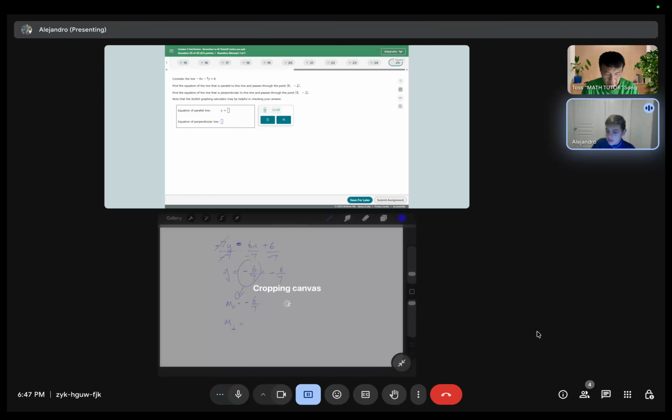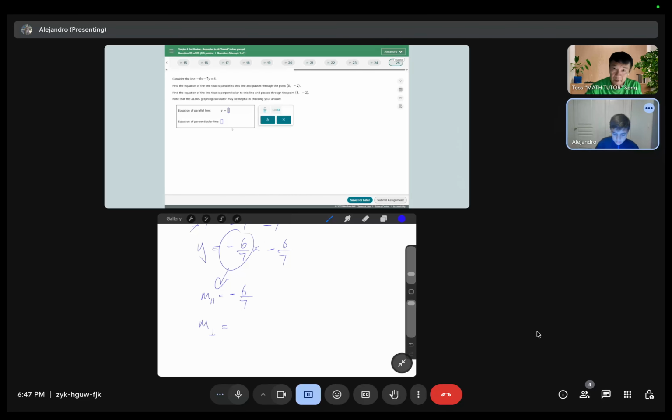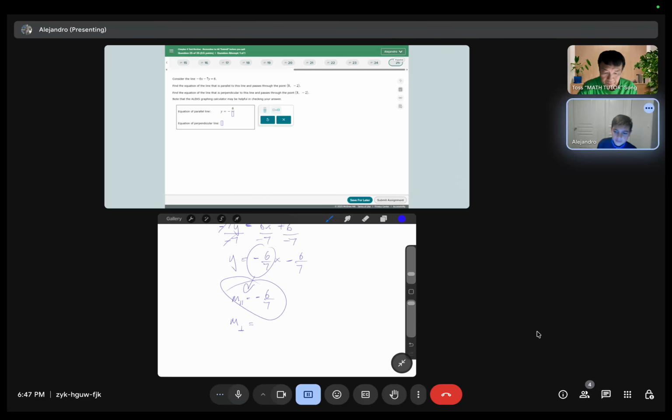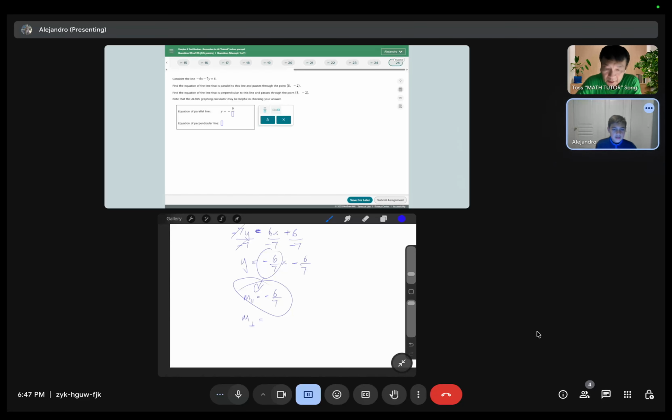So it's negative 7. Wait, double check. Are you sure you're doing it right? So the m is right, but how do you plug it in? I'll let you do this one while I watch you. What equation do you want to plug in? Yeah, the slope for the parallel line to that first line will be negative 6/7, negative 6/7. But what equation do you want to plug in?